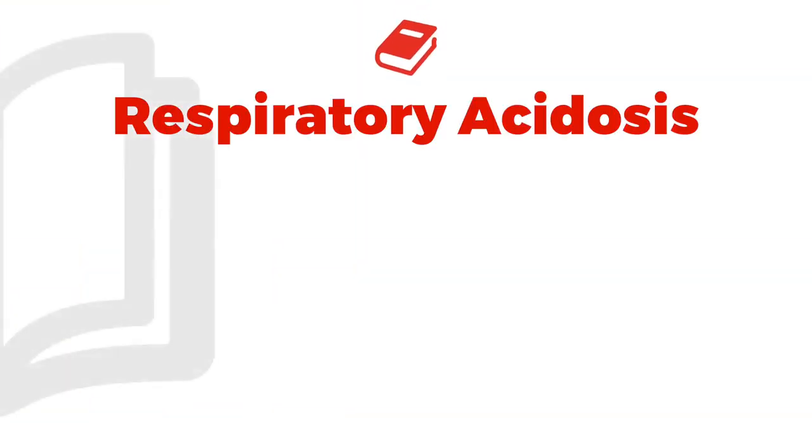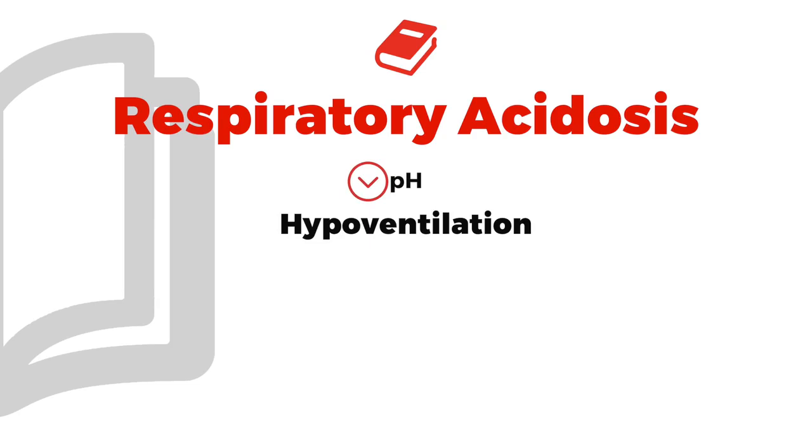So let's continue. Let's start with respiratory acidosis. If we look at respiratory acidosis, respiratory means it's either being caused by hyper or hypoventilation. Acidosis means that we have a decreased pH, right? So what is that being caused by? It's caused by hypoventilation. Hypoventilation causes an increase in dissolved carbon dioxide, which then decreases the pH, okay?